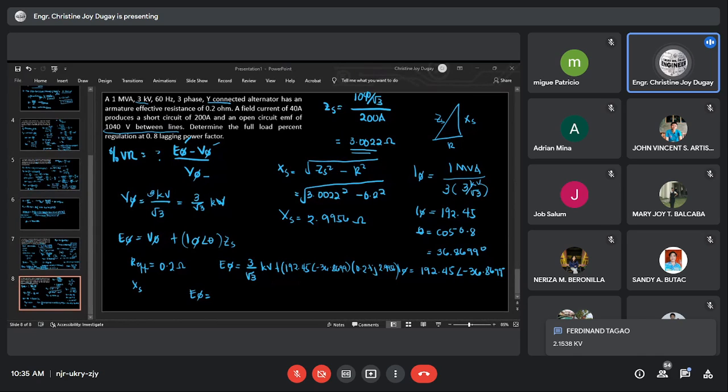Ayan. According to Mr. Tagaw, that is 2.1538, angle of 11. Okay lang naman. So yung mga iba na nag-ilagay ng angle, okay lang din naman na ilagay niyo yung angle niya, just to make sure lang. Pero kung tutuusin naman, yung magnitude lang naman ang kailangan natin, so it's fine na yung magnitude lang ang ilalagay ninyo. Magnitude lang ilalagay natin, 4% VR.